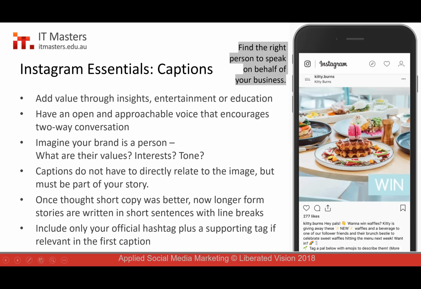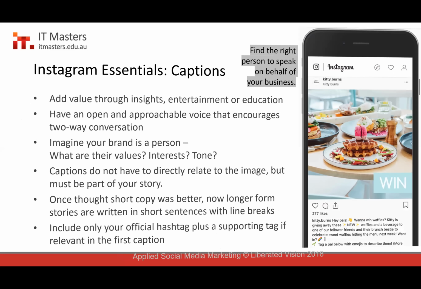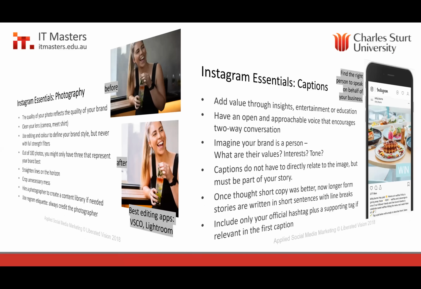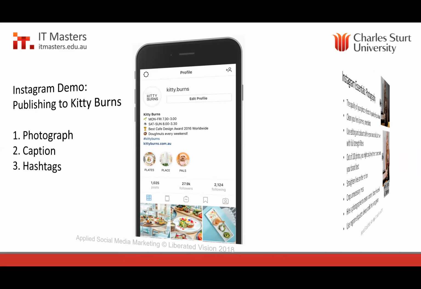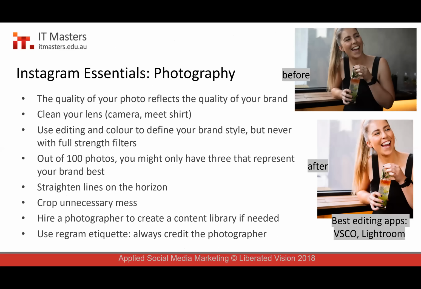Sounds great. So with the post that I just did, there are 3 elements to it. So there was the photograph, the caption, and the hashtag. So I'm going to quickly go through my thoughts on each of these elements to the Instagram content that was just published. So my top tips for Instagram photography is editing.